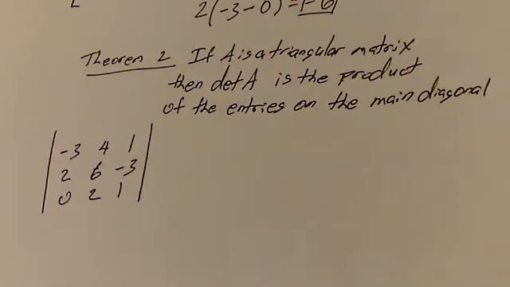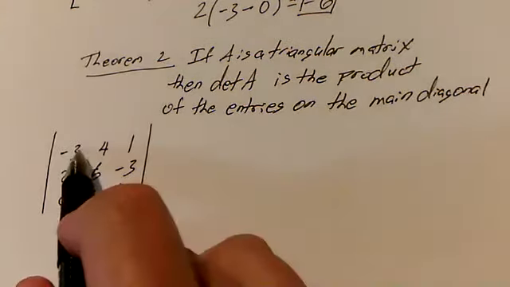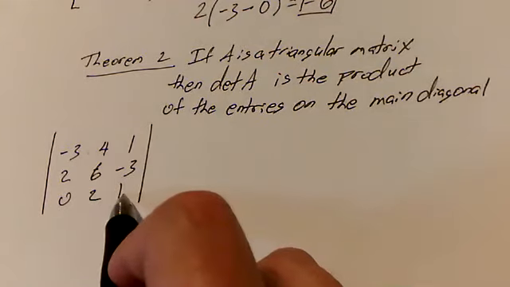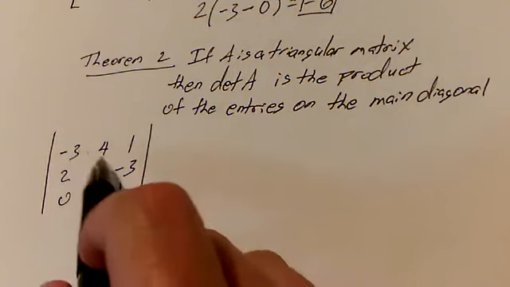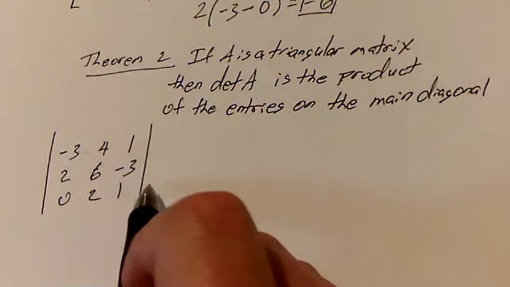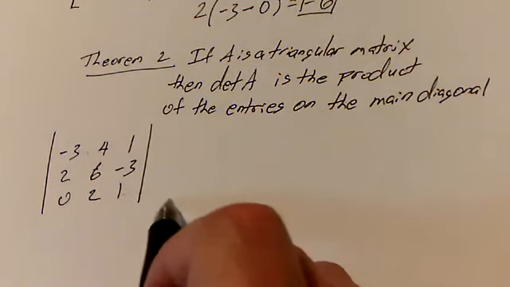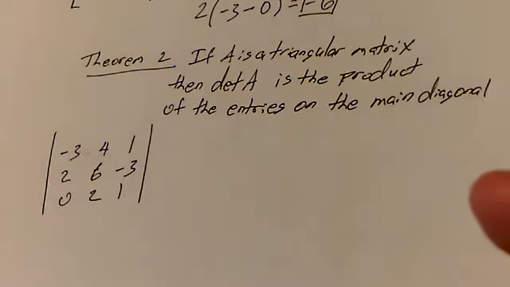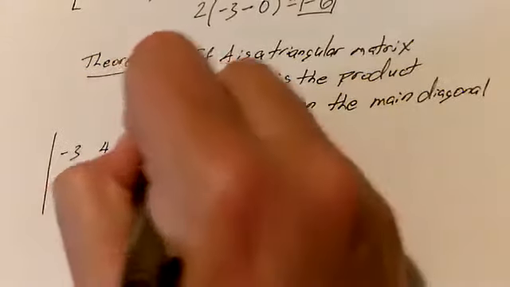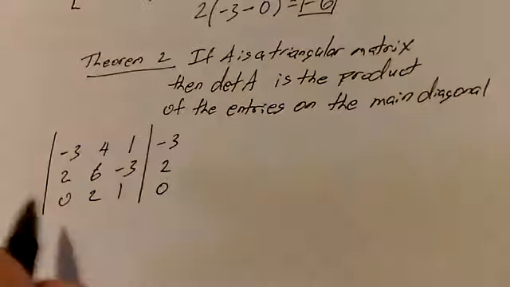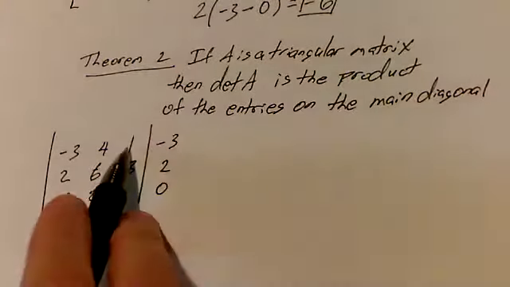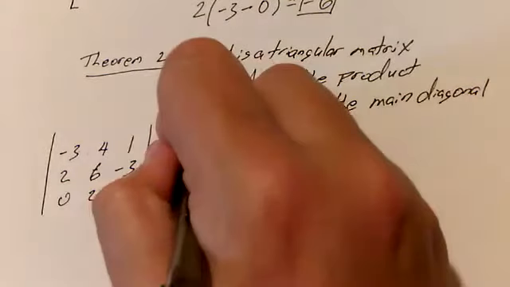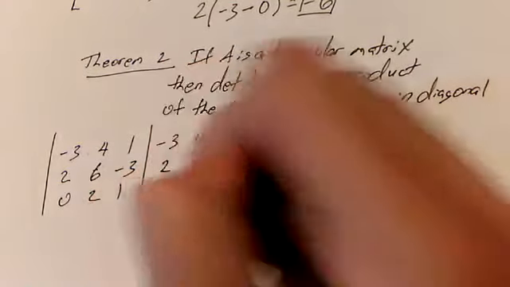Well, think about what we did for a 2 by 2. We multiplied down the main diagonal. Well, I go down this diagonal. If I go to the next diagonal, I kind of run out of space. I don't have a third thing here to multiply. So we're going to copy a version of the first column. So -3, 2, 0, I just copy here on the outside. And then if I go to the third one, I'm going to need 2 columns to do that. So 4, 6, 2 in the second.